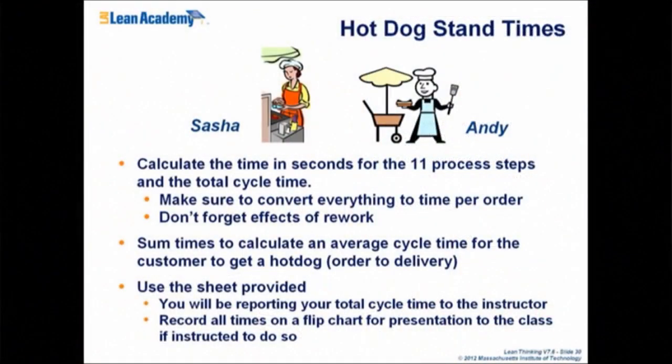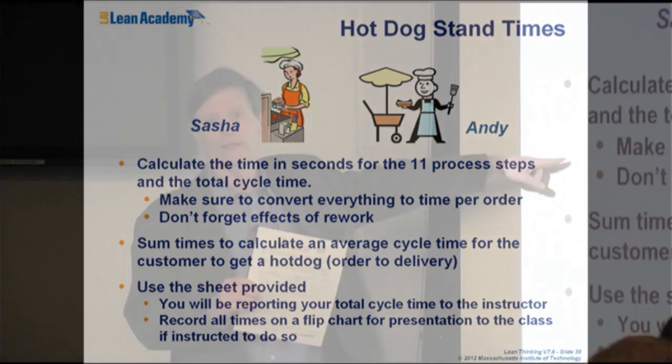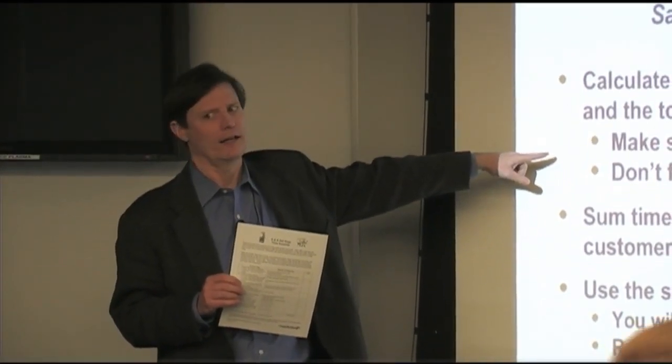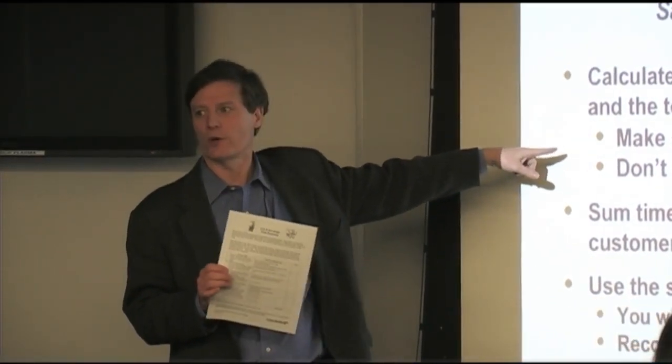We're going to add up the overall cycle time of an order, from the time the customer walks up to the time they get their hot dog. The tricky thing is these times are not necessarily in the right units. Make sure everything is converted to time per order, right? Is it time per hot dog? Subtle, right? What's the average order? Does anybody remember?